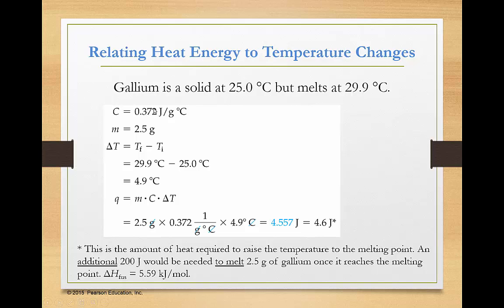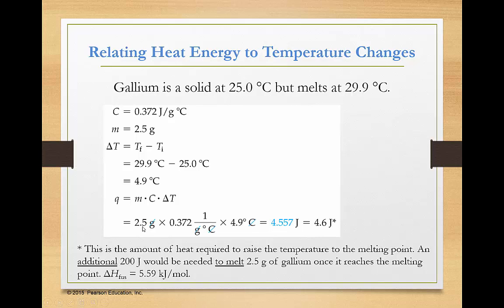So now I take this number, sorry about that, this number, and this number, and I plug them in. So M was 2.5 grams, C was 0.372 joules per gram per degree Celsius, okay? And there's joules here. So I'm sorry, I don't know why the joules got left out. This one up here should be a joule times the 4.9 degrees Celsius. Degrees Celsius cancel out here and here. Grams cancel out here and here. The joule that should be up here remains at the end.